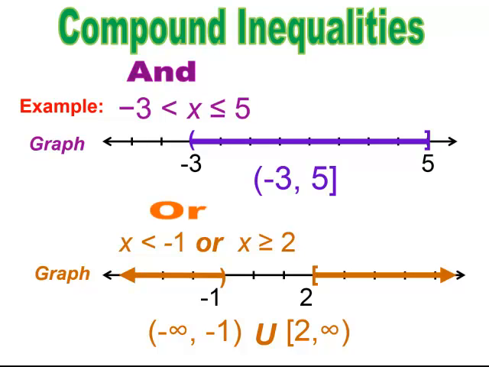And then for your interval notation, you'll write each interval for each inequality, and to connect the two solutions, you'll use the union symbol. So you have -infinity, comma, -1, union with bracket 2, comma, +infinity. So this is how the interval notation would look for a compound inequality of or.